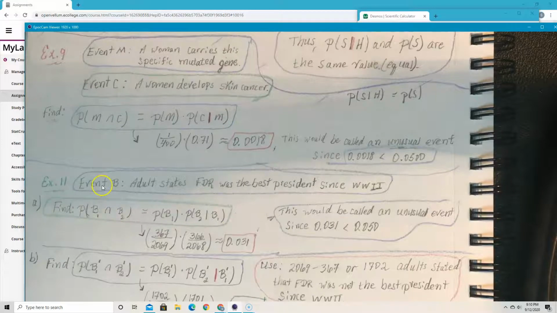Notationally, kind of jumped ahead a little bit. Adult states from the survey, you randomly select an adult that filled out the survey, and that adult was one who stated that FDR was the best president since World War II.